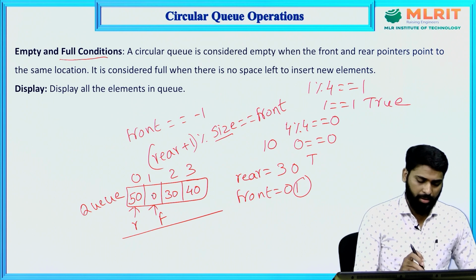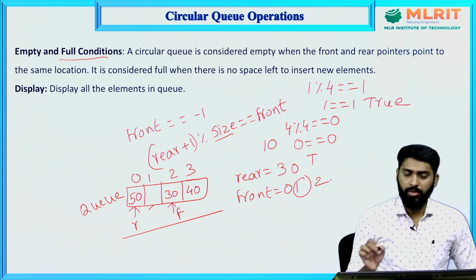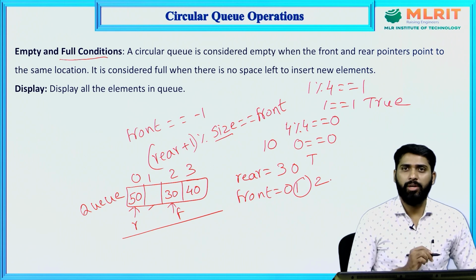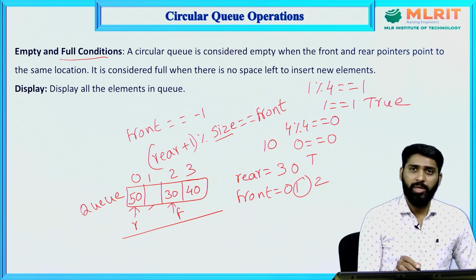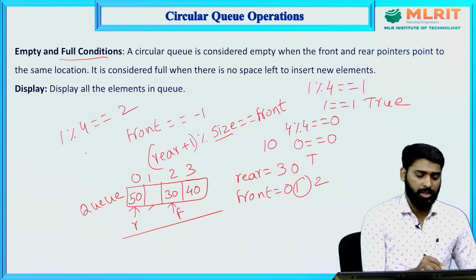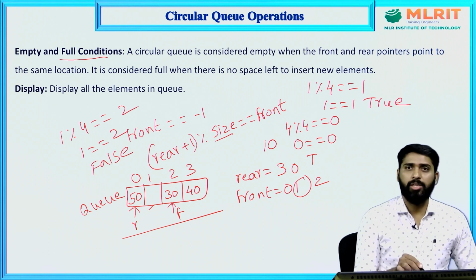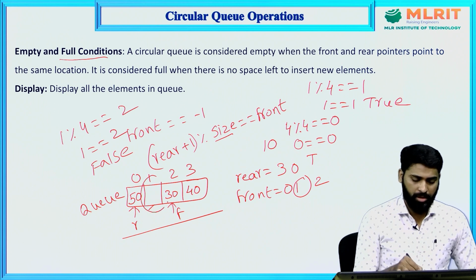If I delete one more element, now this is the front value. Now, front value is 2. Now, is the queue full or not? It is not full. How do we know that? Check the condition. Rear plus 1. What is the rear? 0. 0 plus 1? 1. Percentage size 4 equals front, which is 2. Now, 1 percentage 4? 1 equals 2. It is false. So, there is space to insert an element into the queue. So, in this place now we are going to insert the data.